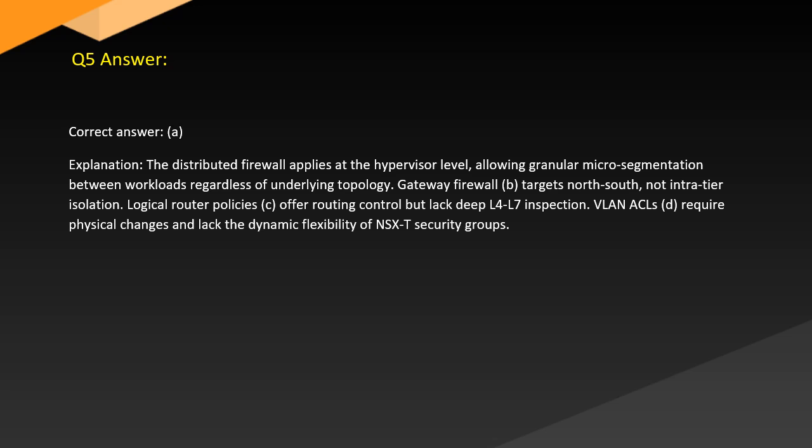Answer. Correct answer: A. Explanation. The distributed firewall applies at the hypervisor level, allowing granular microsegmentation between workloads regardless of underlying topology. Gateway firewall, B, targets north-south, not intra-tier isolation. Logical router policies, C, offer routing control but lack deep Layer 7 inspection. VLAN ACLs, D, require physical changes and lack the dynamic flexibility of NSX-T security groups.